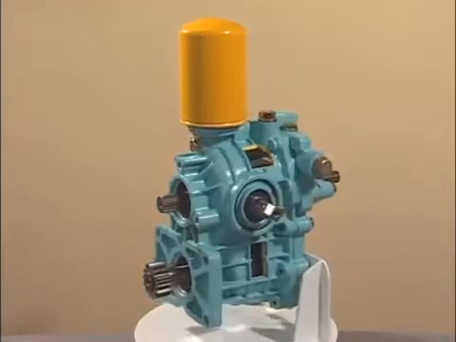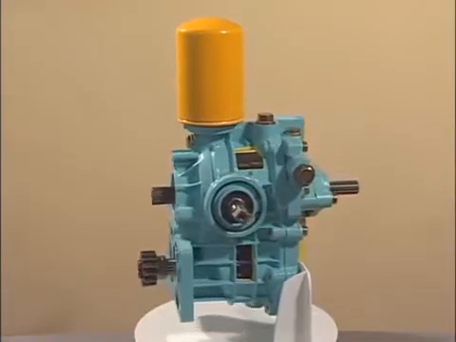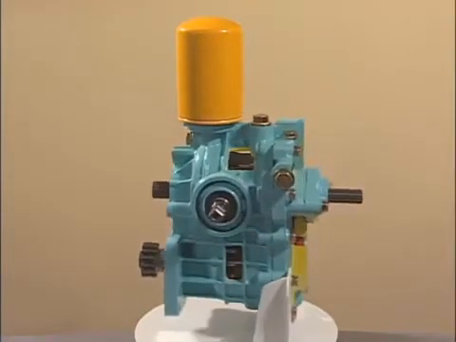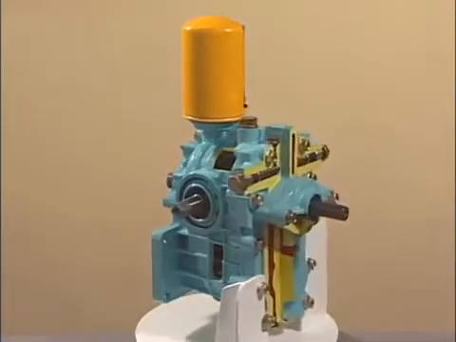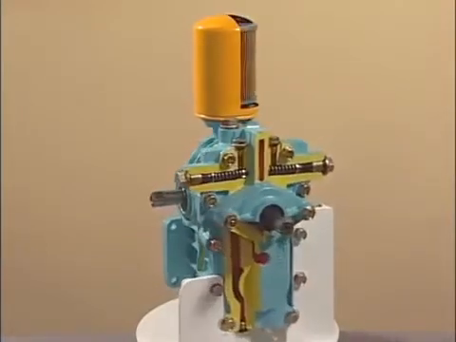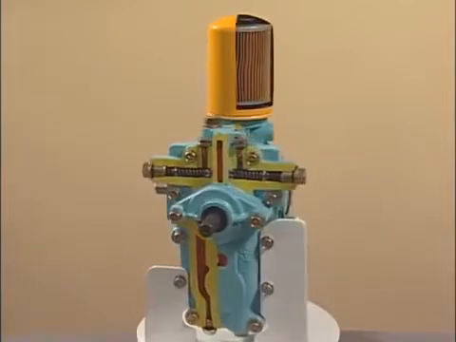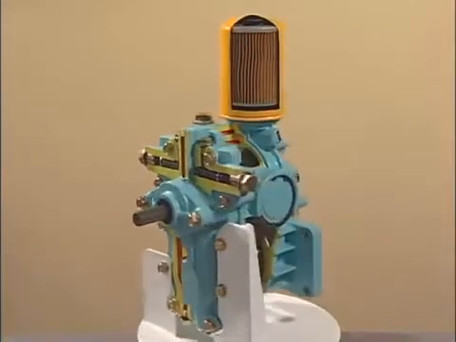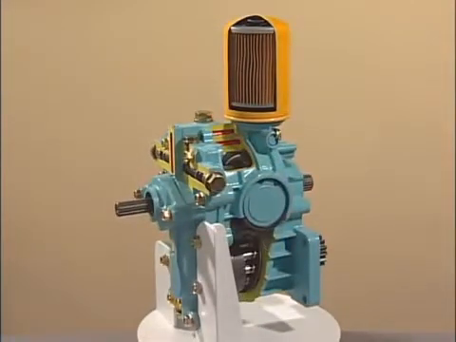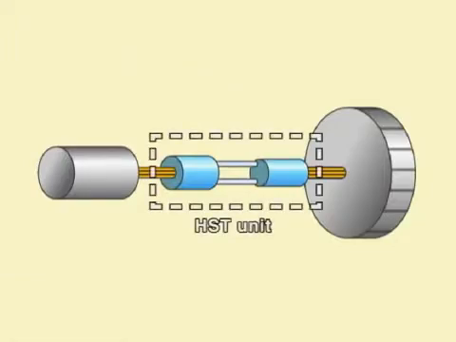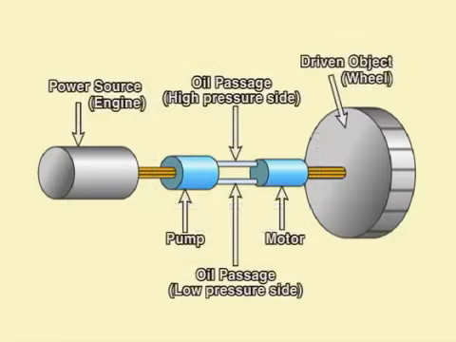First, let's look at the basic structure and function of an HST, which is comprised of a variable displacement pump and a fixed displacement motor. The pump and motor are both housed in the HST unit block. A power source, in this case the engine, drives the pump in the HST.